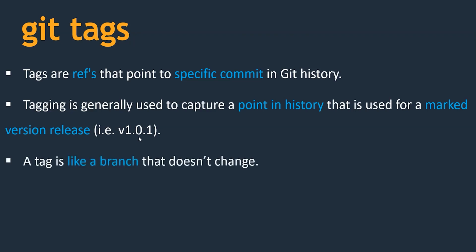Next, a tag is like a branch that doesn't change. Whenever we create a tag, even if you do any commits after that, those don't reflect on that particular tag. Why? Because that is a point in time history. Whenever you go back to that tag, you can still see the same changes that you had while creating that tag. Let's go and do this on our repository.